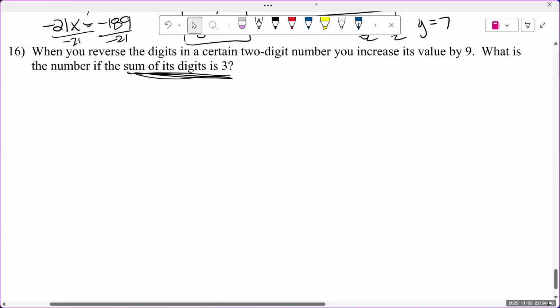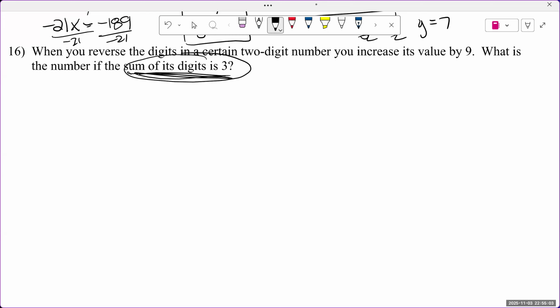Okay, number 16. Now, there are ways to solve this. If I have a 2-digit number, then I can write the value knowing that the digit in the tens place needs to be multiplied by 10. So if you want to see that method, come on in and I'll show you. But let's look at this. The sum of the digits is 3. We're just going to guess and check. If the sum of the digits is 3, this is 0, 3, 1, 2, 2, 1, or 3, 0.